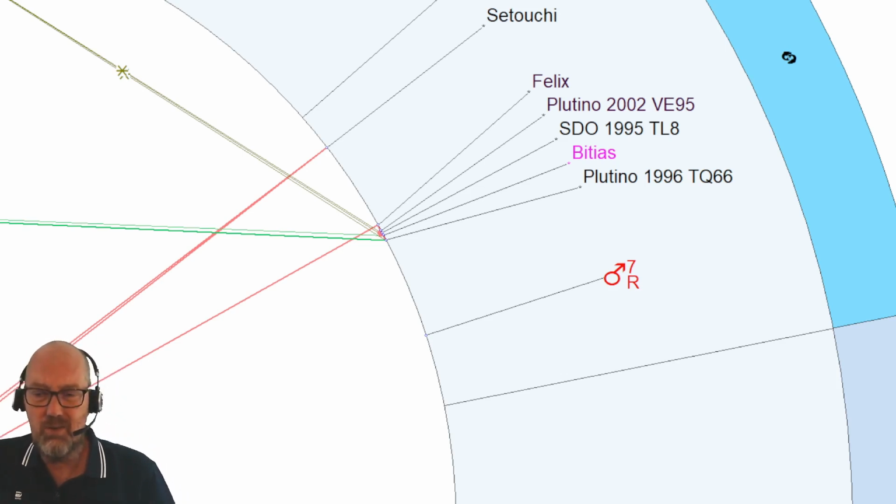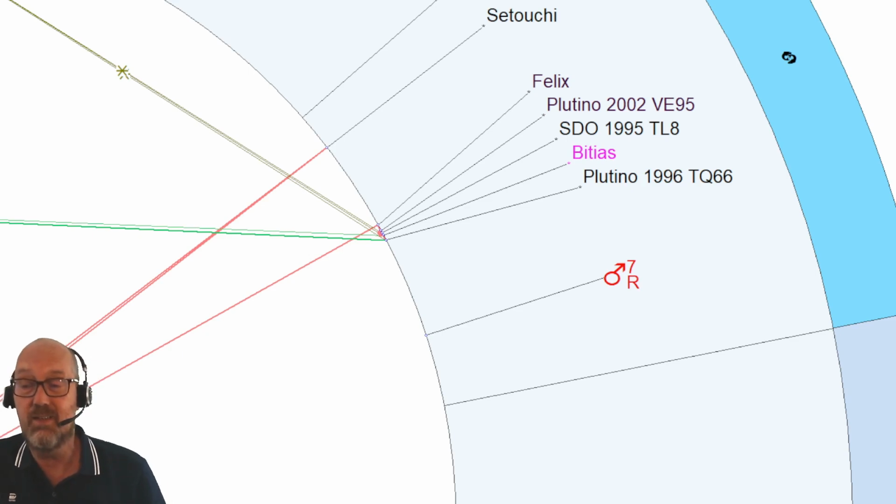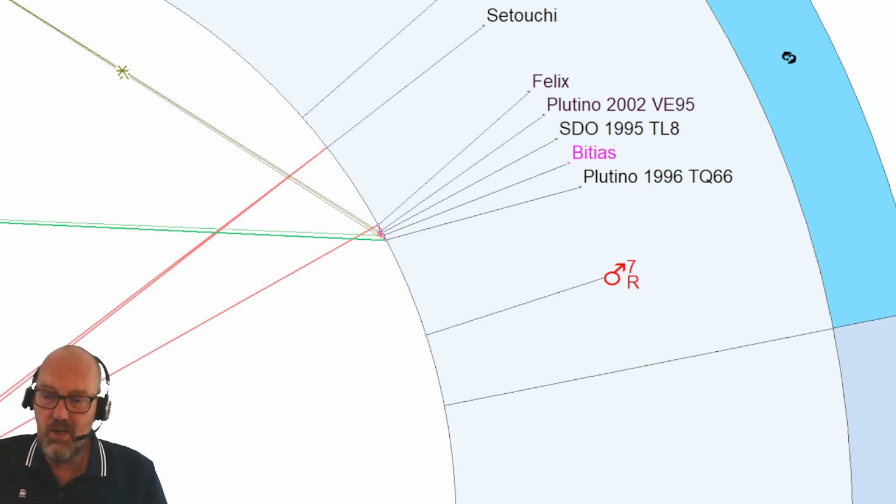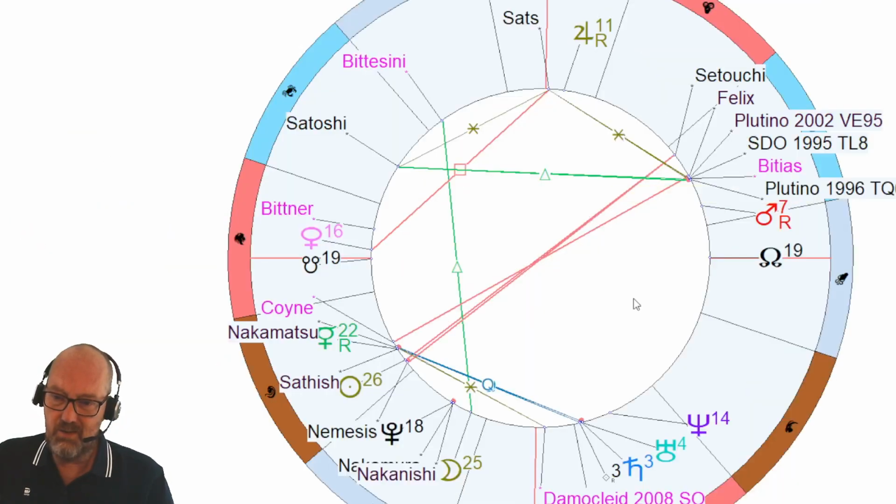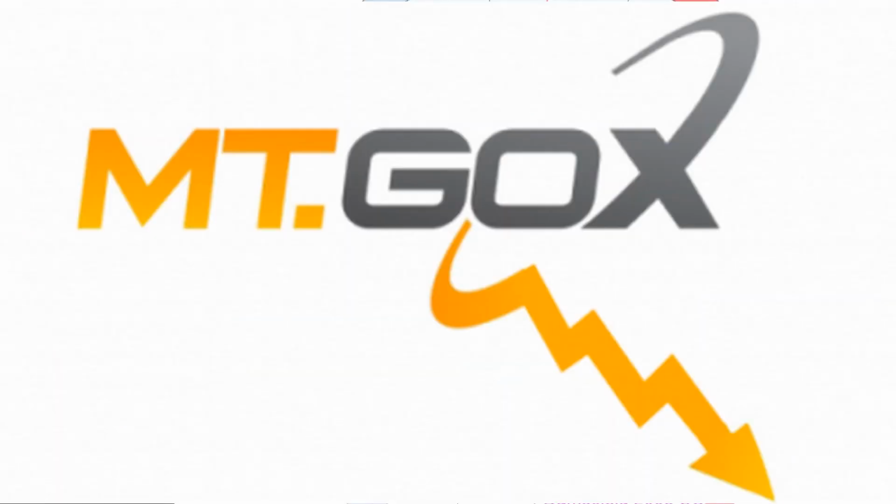It's all about the stuff that has to get cleared out of the way before Bitcoin can take over, so to speak. At least that is the idea. And the frustration that comes with it, the negative emotions that come with it. So that's why I generally look at Bitias as the Bitcoin asteroid of the painful struggle.